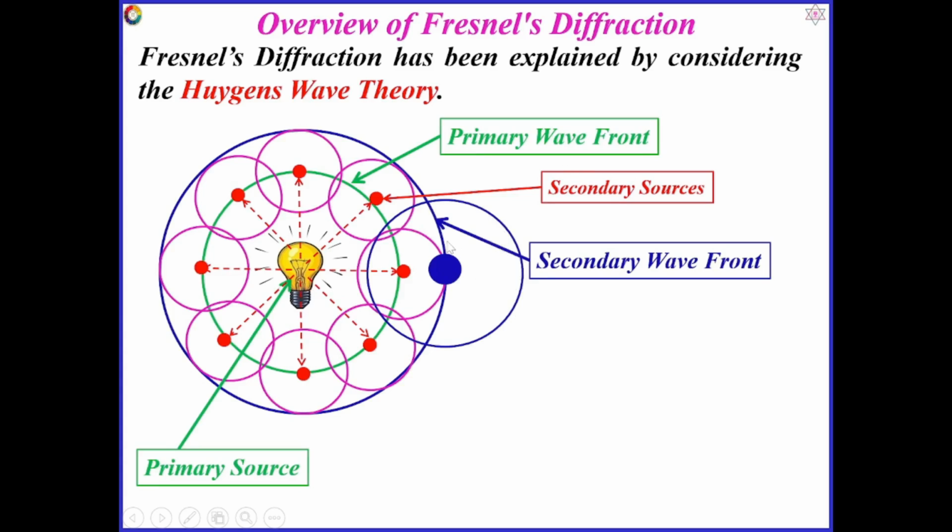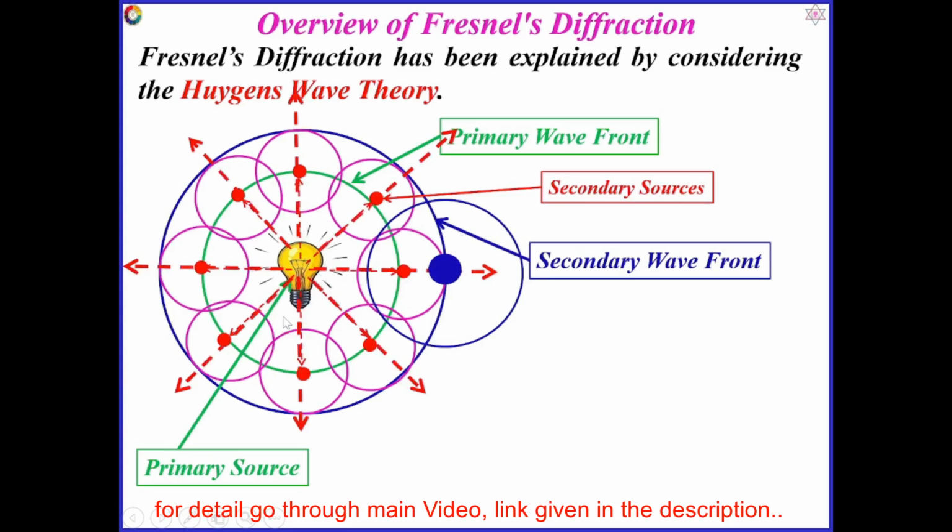Likewise, we can consider forward wavefronts. Okay, so here you just consider, if this is your primary source, this one is your primary wavefront, each and every point on the primary wavefront will be considered as a secondary source, and this is your secondary wavefront. In this way, the wavefronts will travel along all the directions from the primary source.